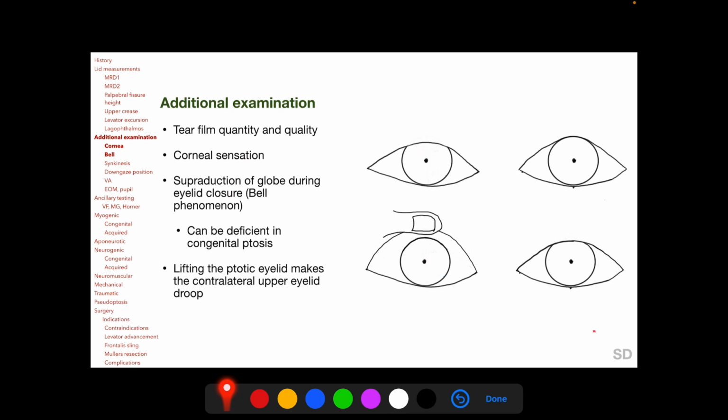Lifting the ptotic eyelid makes the contralateral upper eyelid droop, because lifting the eyelid margin of the ptotic eyelid negates frontalis action on both sides. If the contralateral eyelid has pseudoretraction, lifting the ptotic eyelid margin makes the contralateral eyelid margin come to its normal position along the superior limbus or immediately below that. But if the contralateral eyelid is also ptotic, lifting the more ptotic eyelid margin makes the contralateral eyelid margin come to a final position much lower than the superior limbus.